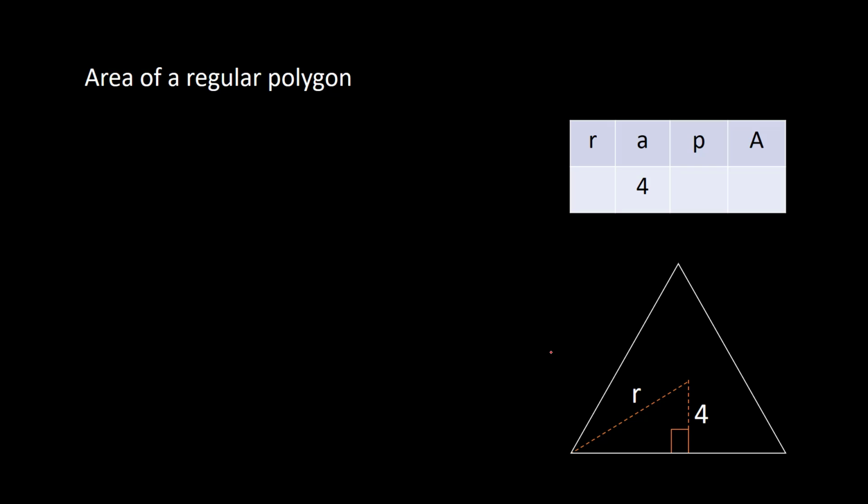Here's another example with a triangle. And in this case, we are told the apothem, but we do not know the side length. So we'd like to find the radius, and then we need the perimeter, and our objective is to find, ultimately, the area.